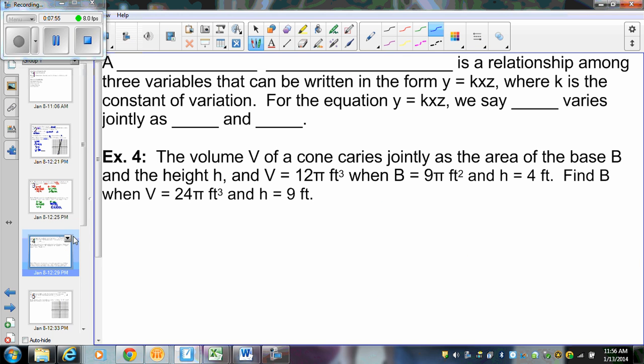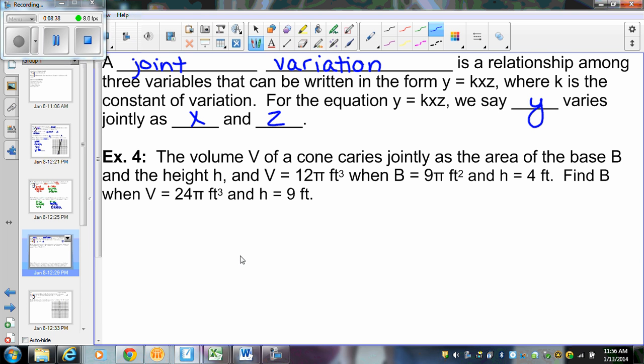Okay, so let's look at the next type of variation. The next type of variation we're going to look at is called joint variation. Joint variation is going to occur when you have more than 2 items that are related to each other. Typically, it's 3 variables. It's a relationship among 3 variables that can be written in the form y equals k times x times z. K is still going to be your constant of variation. That's what it's going to be in all of these problems. And then for the equation y equals kxz, we say that y varies jointly as x and z. So that means that both x and z affect what y is equal to.